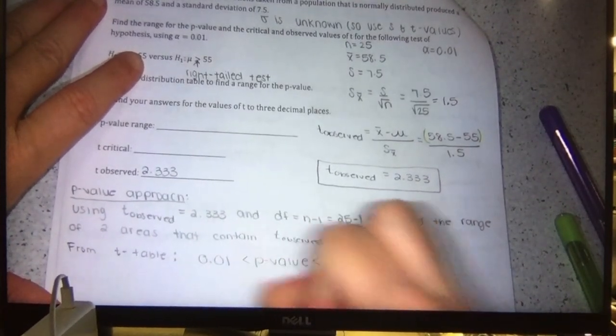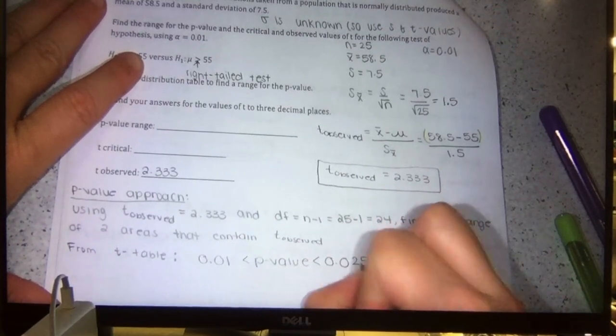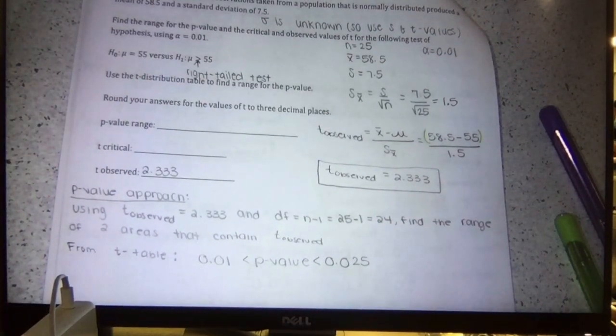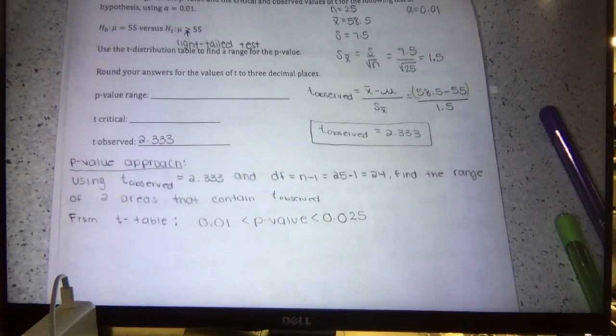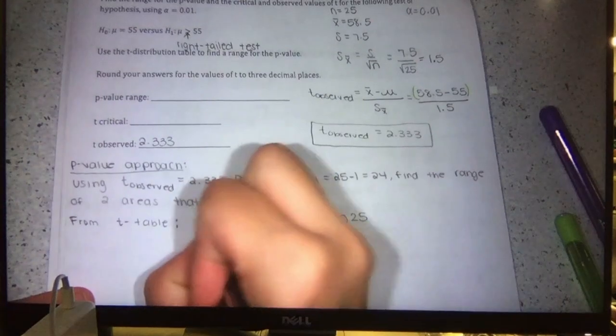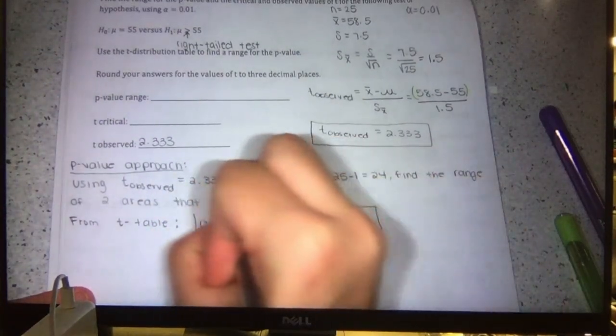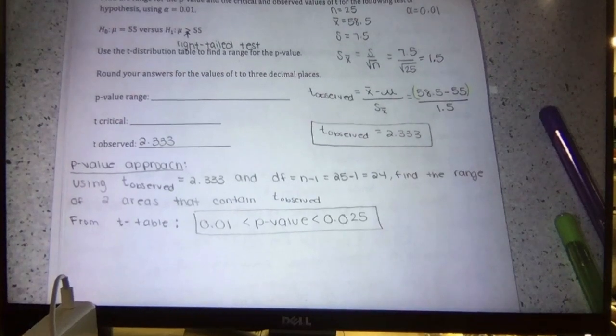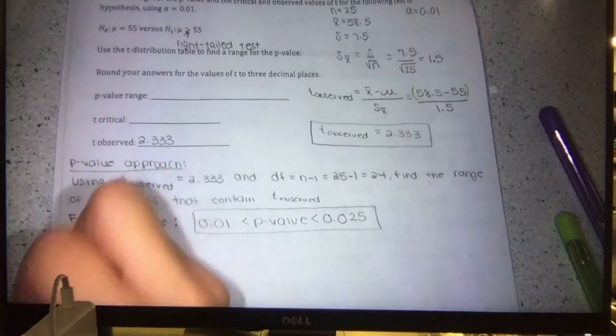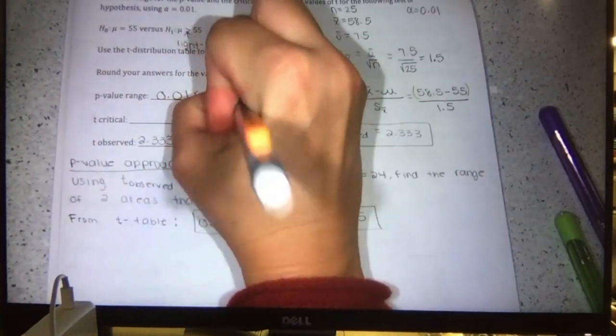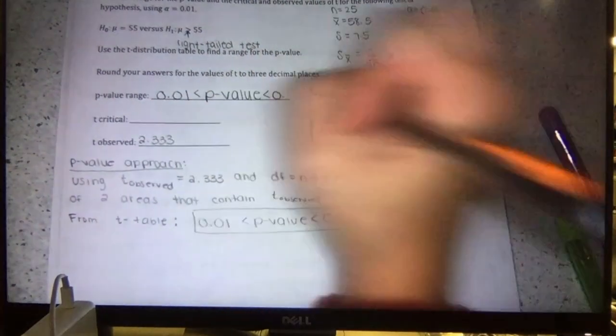p-value and 0.025. This time we only have a one-tailed test, so I don't need to multiply by 2. I only have a right-tailed test, so I don't need to multiply by 2. One less step. Yay! So that means, let's go ahead and write this, 0.01 is less than our p-value, which is less than 0.025.